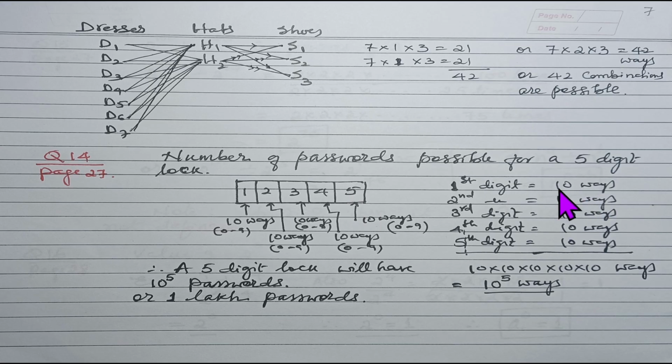So the first digit can be entered in 10 ways, second in 10 ways, third in 10 ways, fourth in 10 ways, fifth also in 10 ways. Then the total number of ways will be 10 raised to 5 ways. So therefore the 5-digit lock will have 10 raised to 5 passwords, or rather 1 lakh passwords. Okay, so that is again very interesting for us to understand.